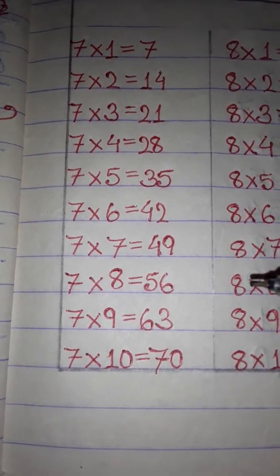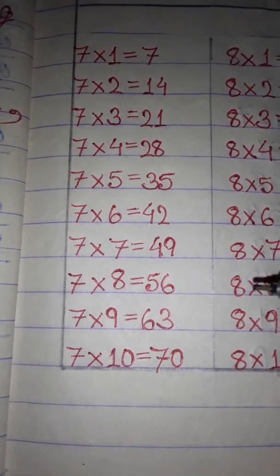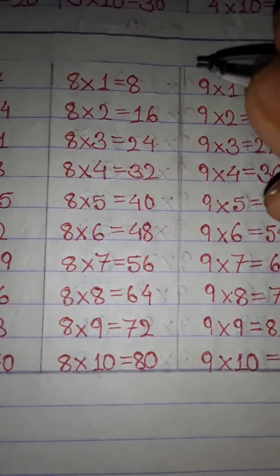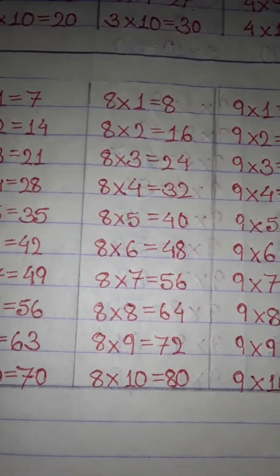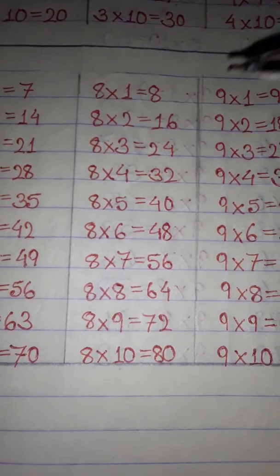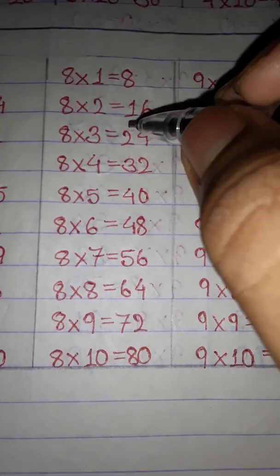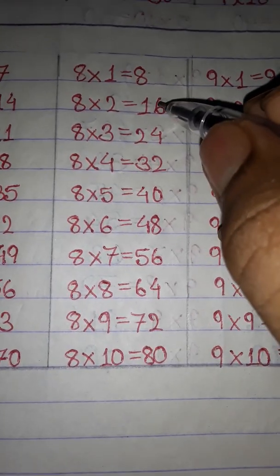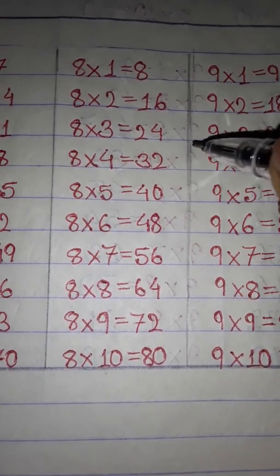Now I am going to the multiplication table of 8. So please do not skip the video. So now I have come to the multiplication table of 8. For this you have to just remember 8 into 1 is equal to 8 and 8 into 2 is equal to 16. So for getting the answer of 8 into 3 you have to just add 16 plus 8. The answer will be 24.